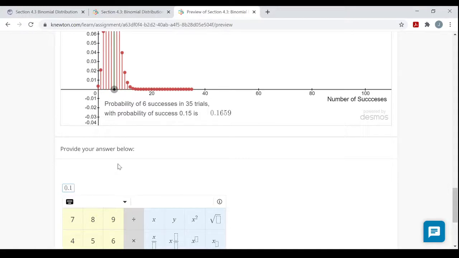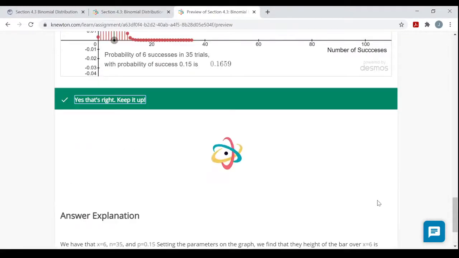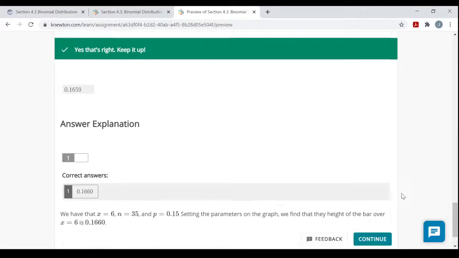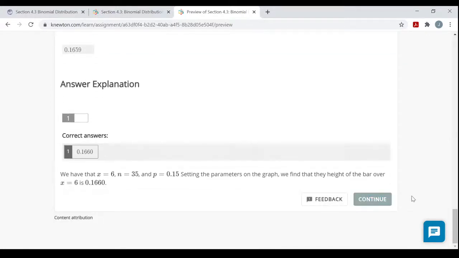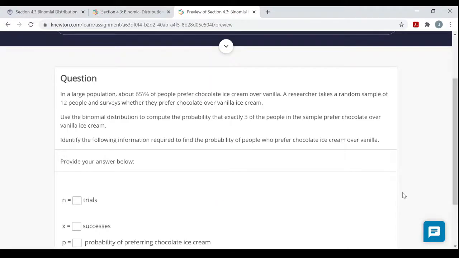0.1659. And I just enter the number that they gave me there in the graph. And it's as simple as that, right? Again, I'm just moving some dots around. I know some of these can be a little sensitive. But yeah. All right, so this is a little different.